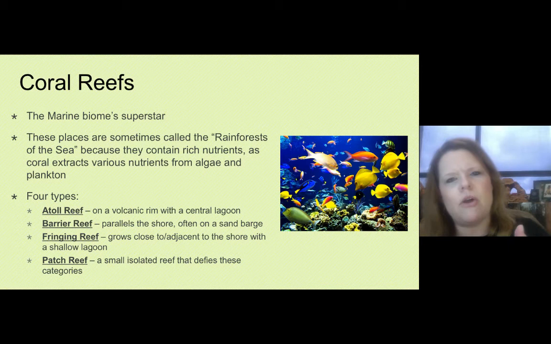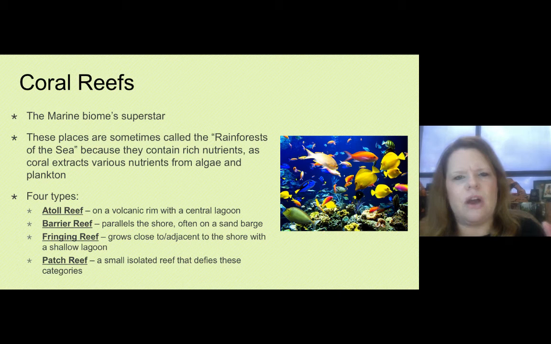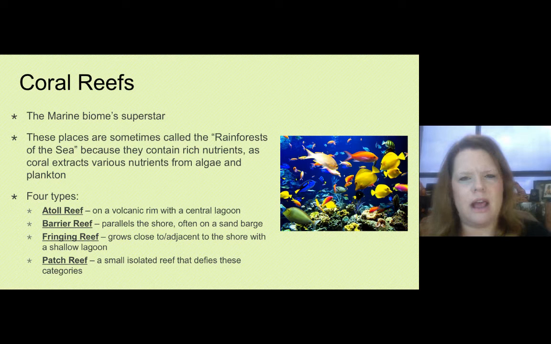But not all barrier reefs are like the Great Barrier Reef, because I've actually been underwater in the Great Barrier Reef. I've been above it in a plane. I can tell you that the Barrier Reef in Australia has every kind of reef known to man. Fringing reefs are by far the most common. They grow close to or adjacent to shore. They have shallow lagoons. They also have sand barges between each major section of fringe. So they're very popular for diving.